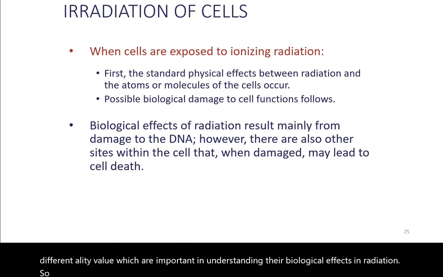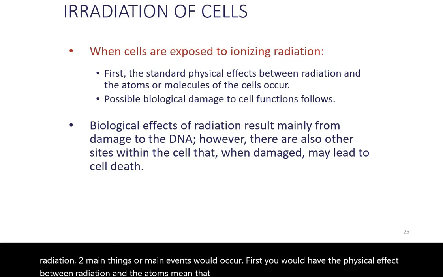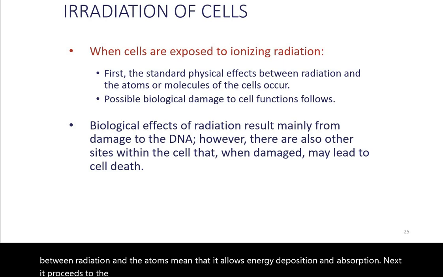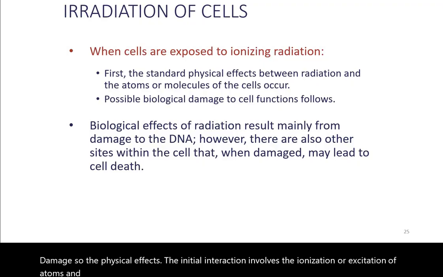Now, when cells are exposed to radiation, two main events occur. First, you have the physical effect between radiation and the atoms, meaning energy deposition and absorption. Next, it proceeds to chemical and biological damage. In the physical effects, the initial interaction involves the ionization or excitation of atoms and molecules within the cells. This interaction can lead to the formation of free radicals and other reactive species.